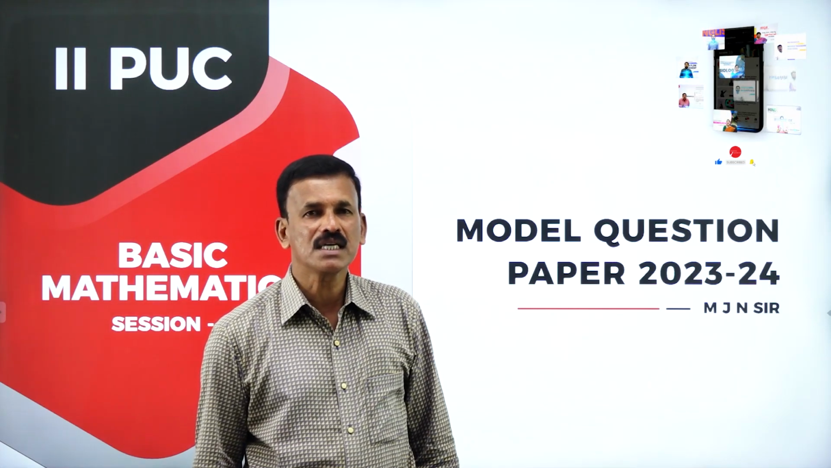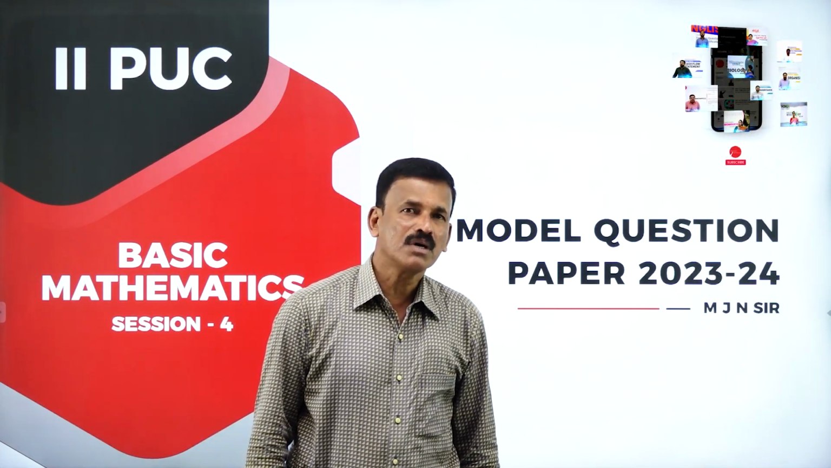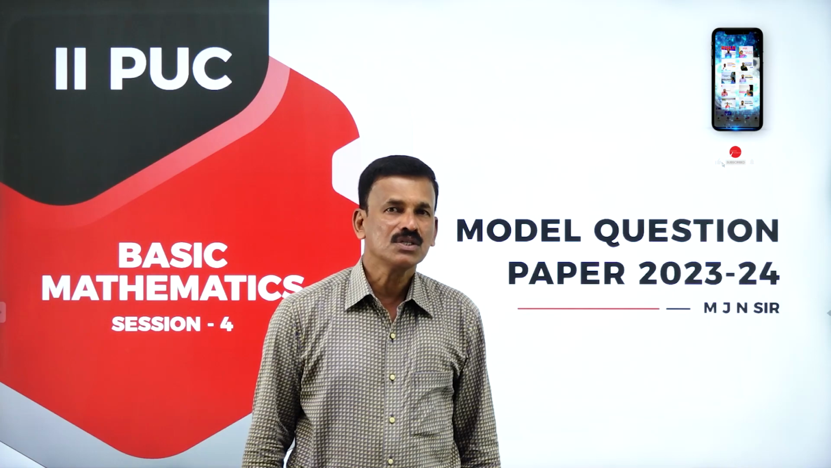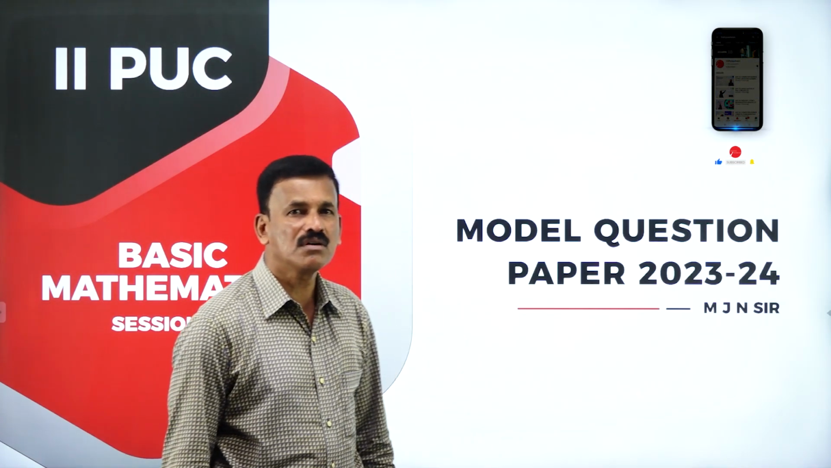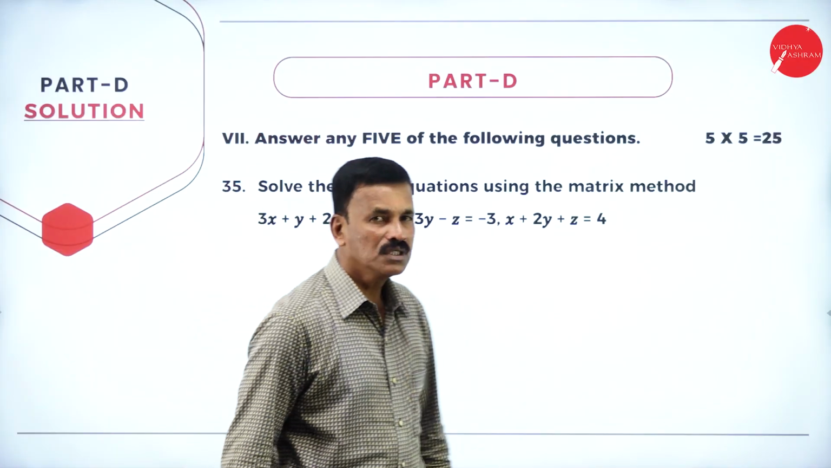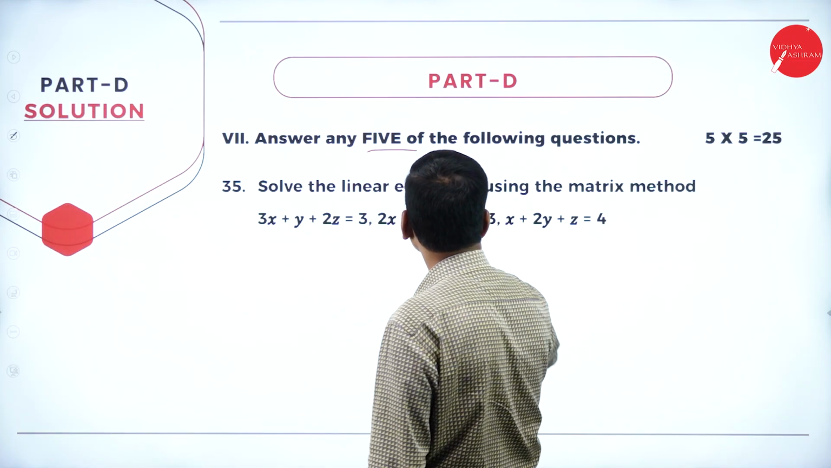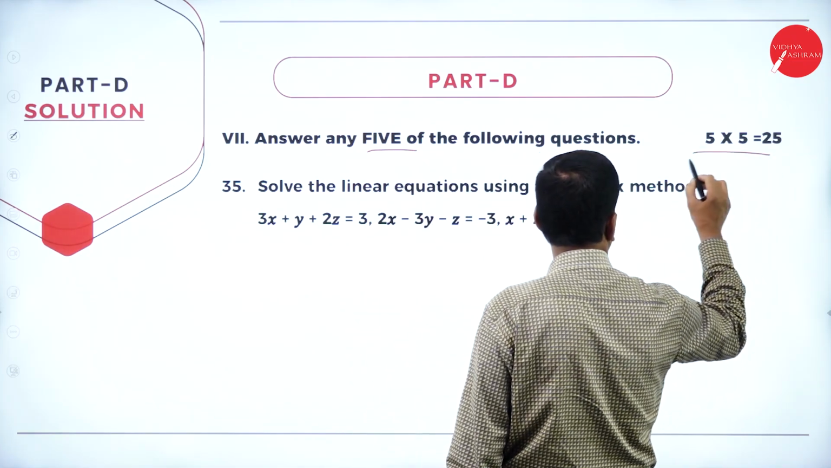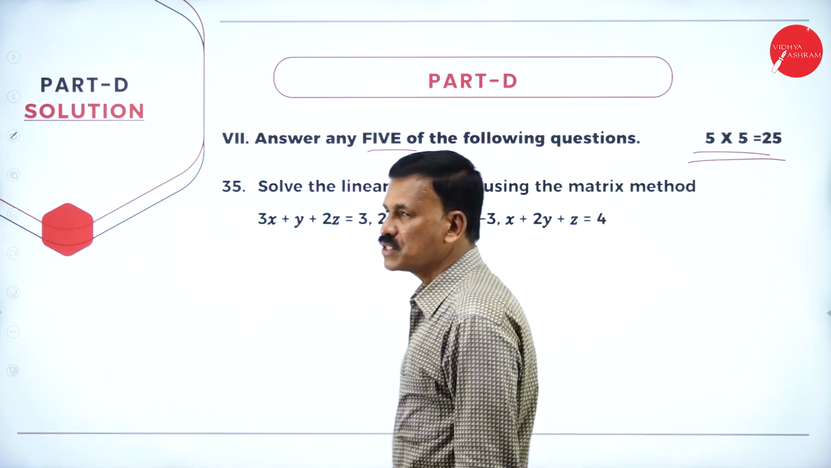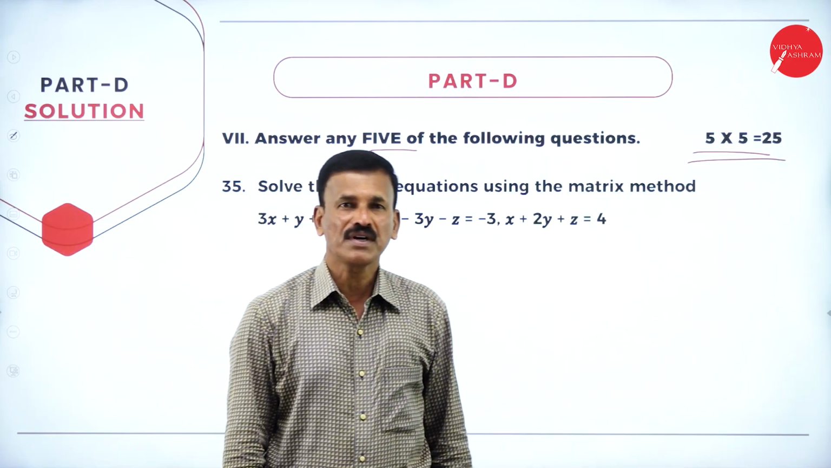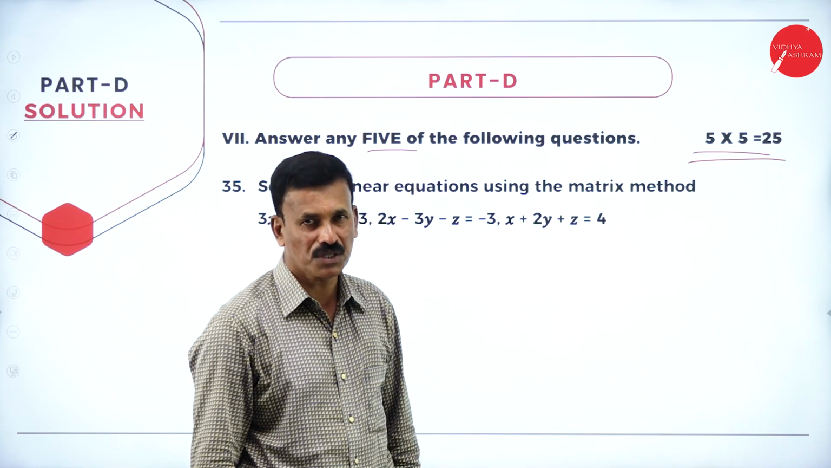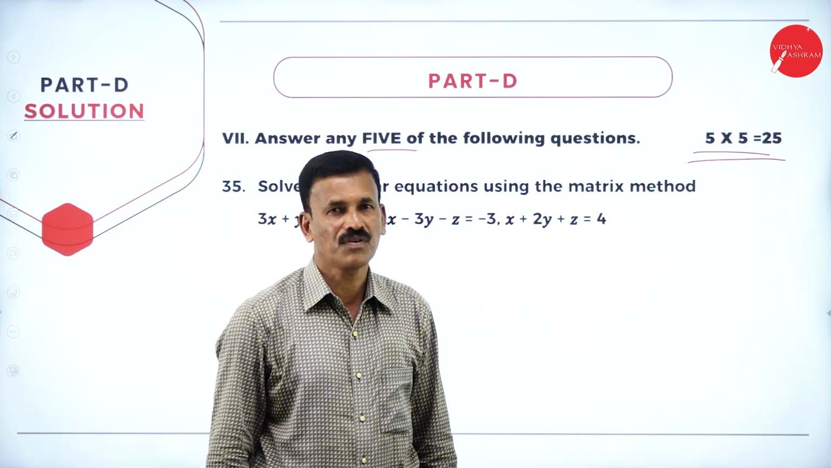In my previous class, we discussed Part A, Part B and Part C. Today in this session, I am going to discuss Part D. In Part D, answer any 5 questions. Each question carries 5 marks. 5 5s are 25. So, you are going to answer 5 questions from this Part D.